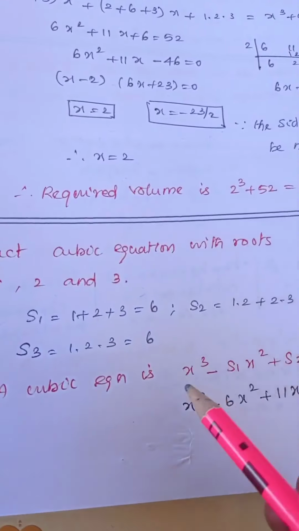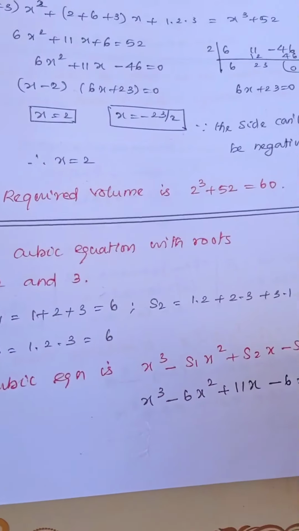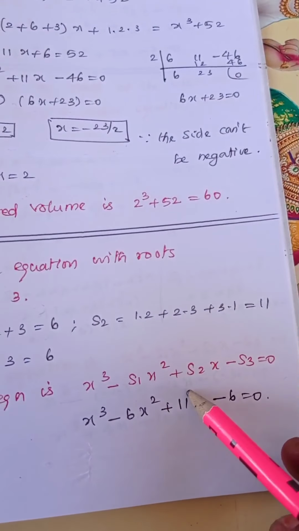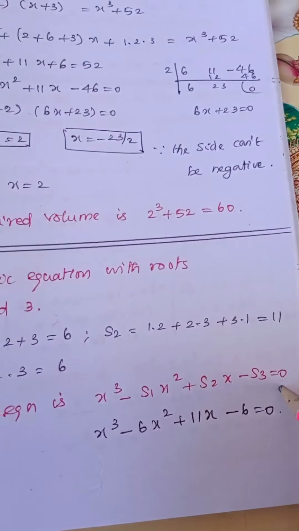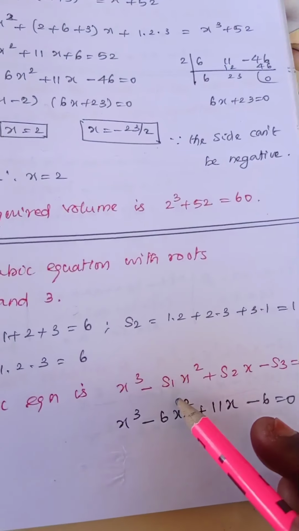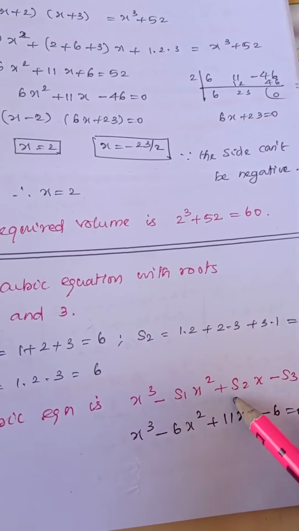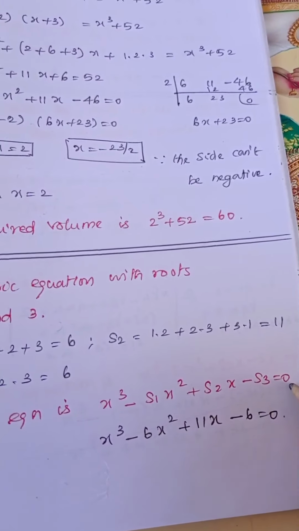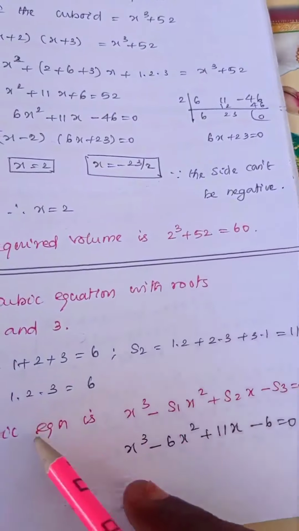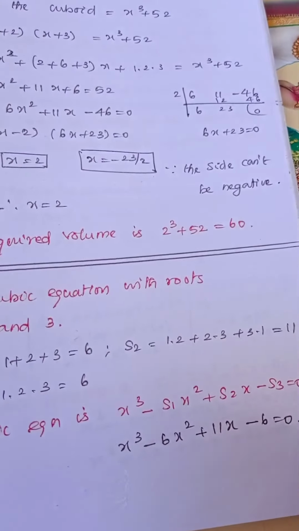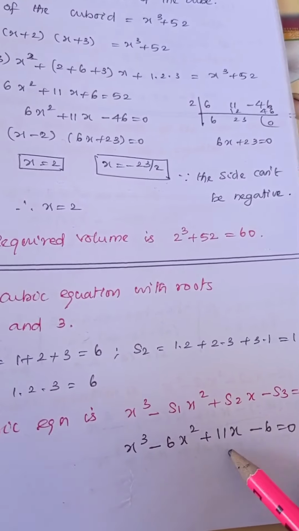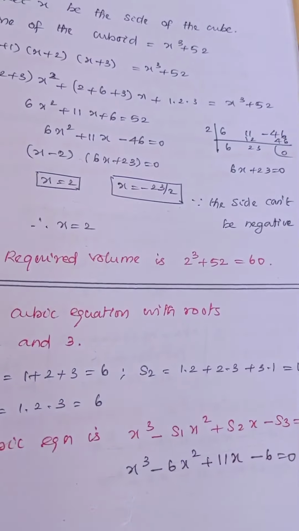We know that the cubic equation is x³ − S1 x² + S2 x − S3 = 0. This is the cubic equation formula. Now the S1 value is 6, the S2 value is 11, and the S3 value is 6. Substituting, you get the cubic equation x³ − 6x² + 11x − 6 = 0.